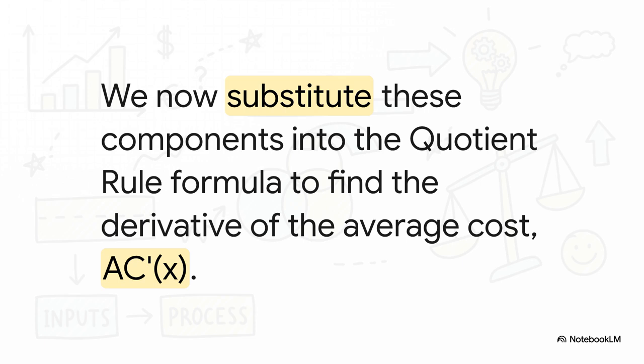This new function, this is our analytical tool. If we plug in a production level, say 500 drones, into this AC prime of x function, the number we get tells us the exact rate our average cost is changing at that moment. A negative result, we're getting more efficient. A positive result, we're getting less efficient.